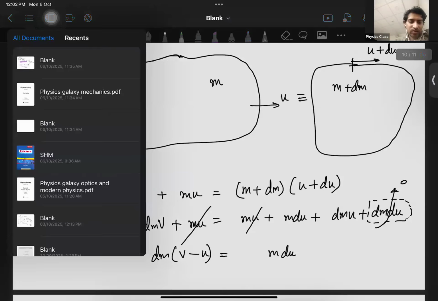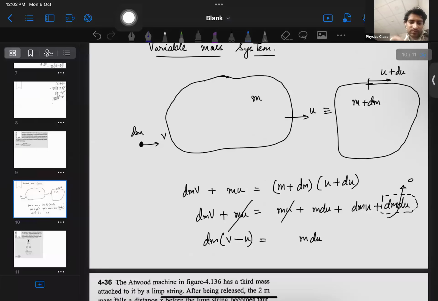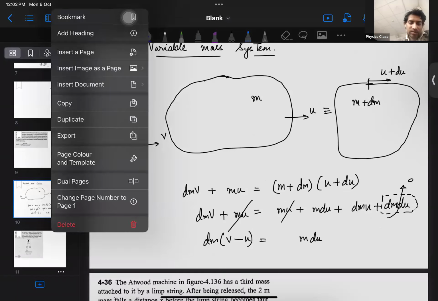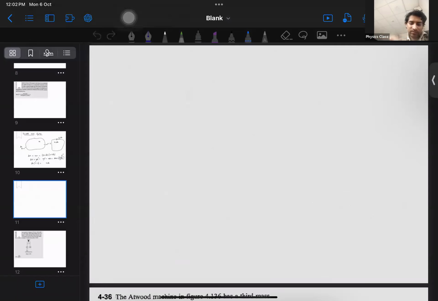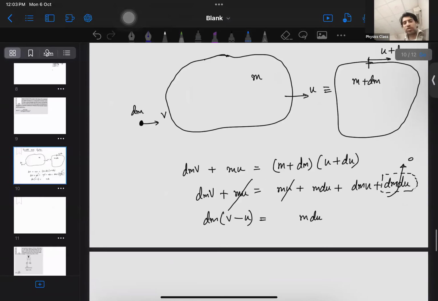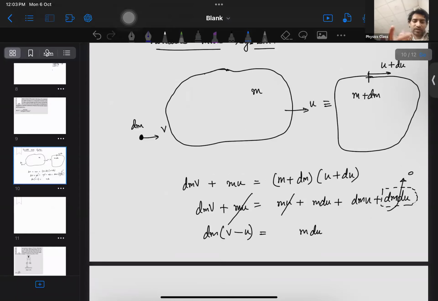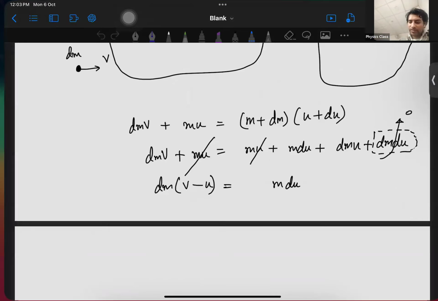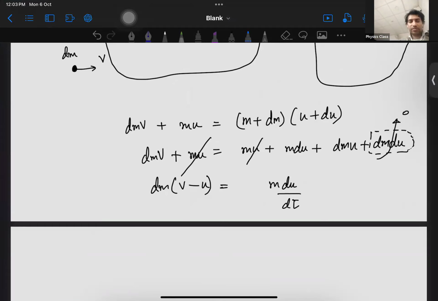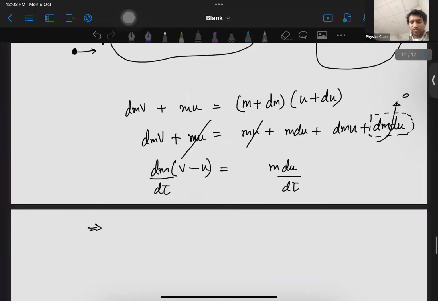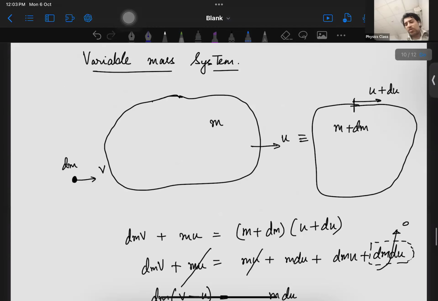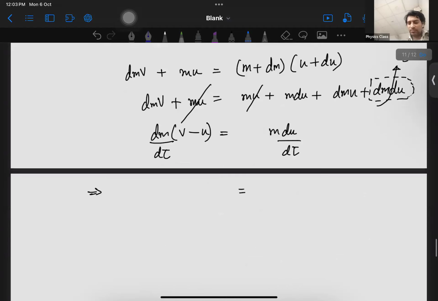And now what we can do is divide by dt on both sides. This attachment is taking place in a small interval of time called dt. So, what is this du by dt? Is it the final velocity minus the initial velocity divided by the time taken? Can we call it the acceleration at this instant? Yes.